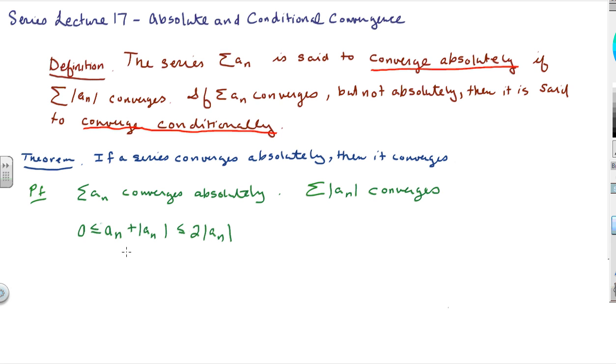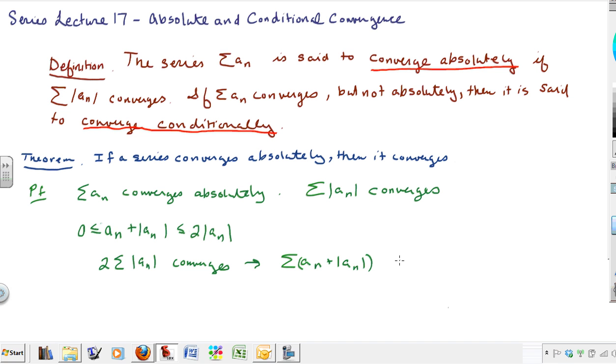In particular, it's in between those. So we know that the sum of 2 times the absolute value of AN converges, right? So by the comparison test, that tells us that the sum of AN plus the absolute value of AN converges.